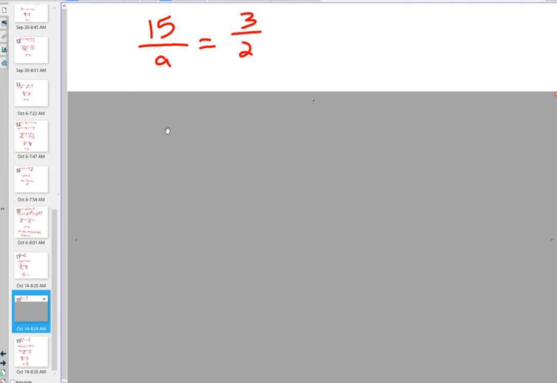And again, what are we dealing with here? A proportion, which we've solved before. But what I believe makes this one unique, if I'm correct, is this is the first time the variable appears in the denominator. So when it appears in the denominator, now you're kind of forced into cross multiplying.